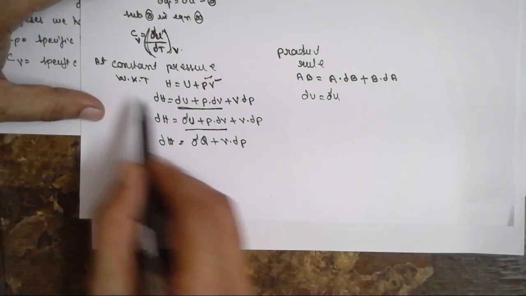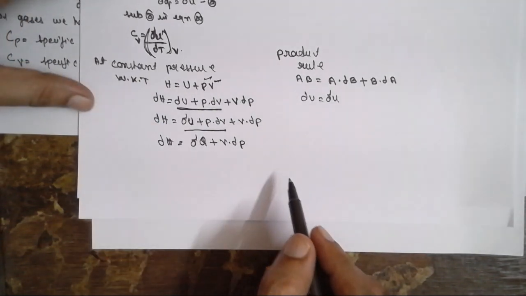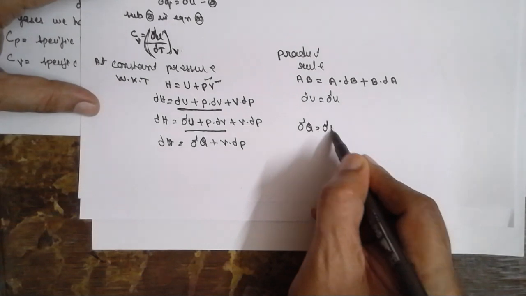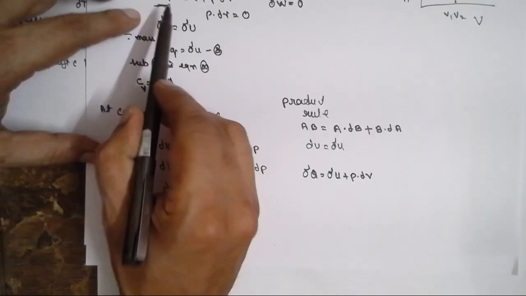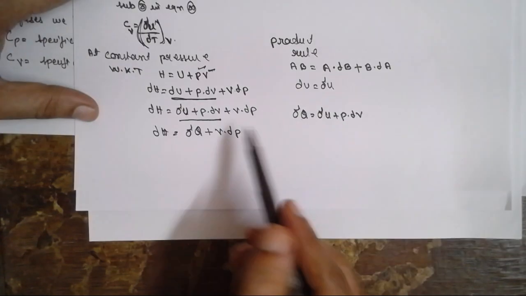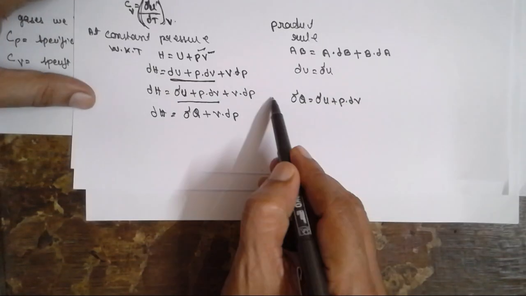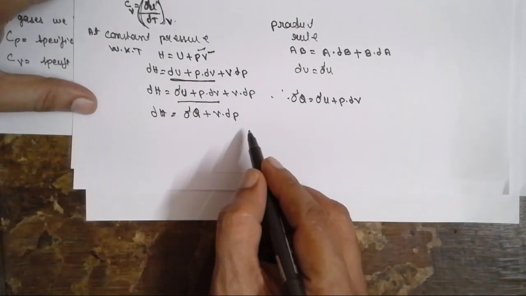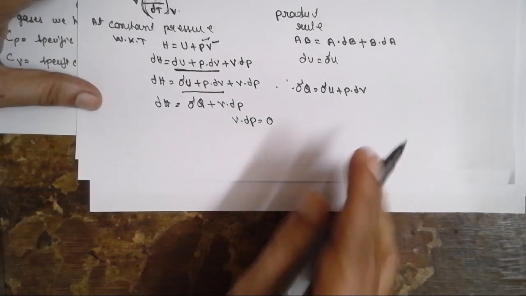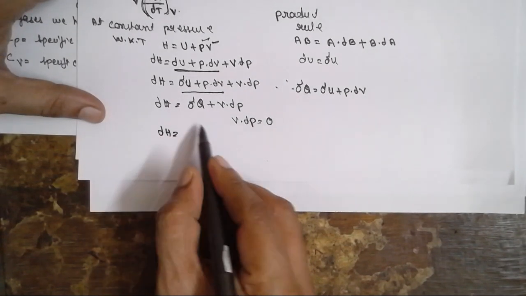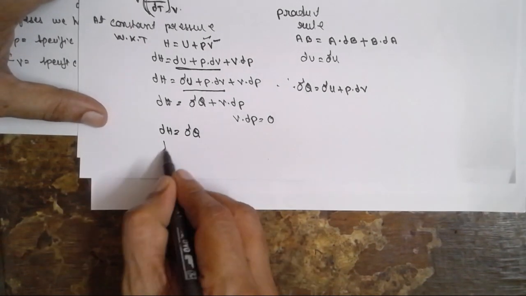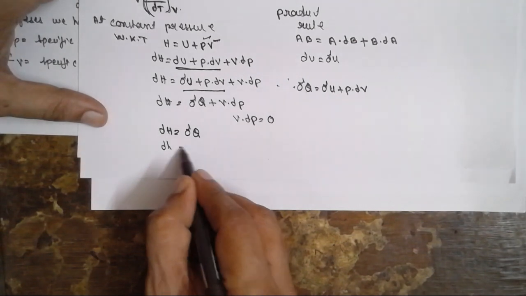Now we are discussing the constant pressure. Write delta Q is nothing but delta U plus P into dV. Here P into dV is nothing but delta Q. We know that the pressure remains constant, therefore V into dP is equal to 0. Further, dH is equal to delta Q. If you divide by mass, it becomes small dh equal to delta q.